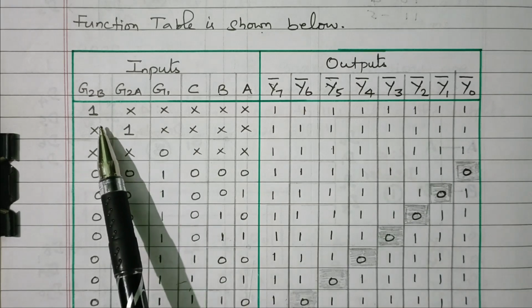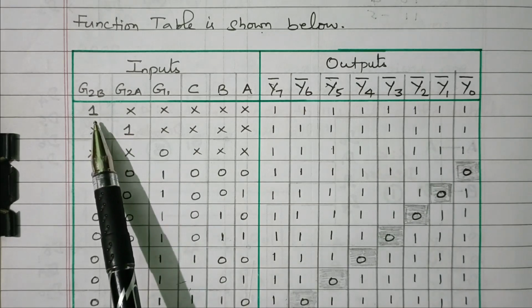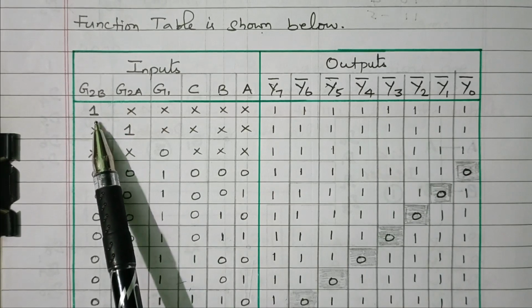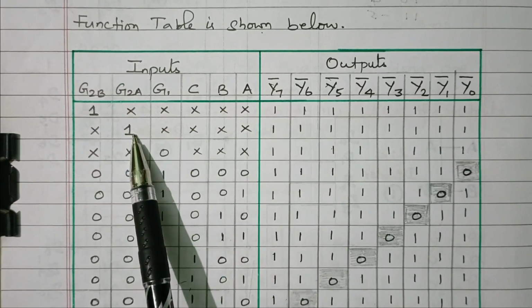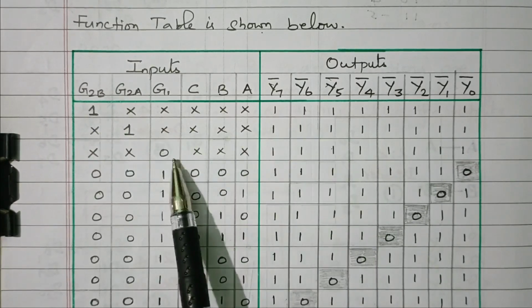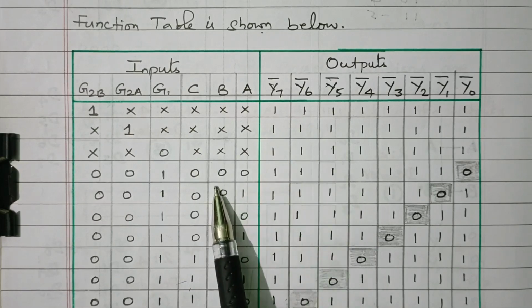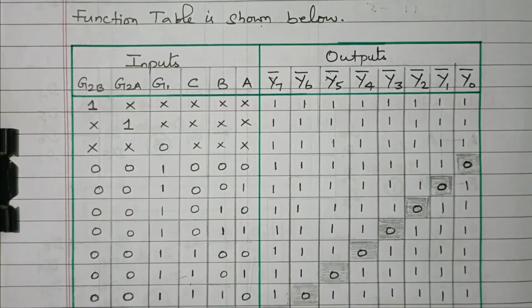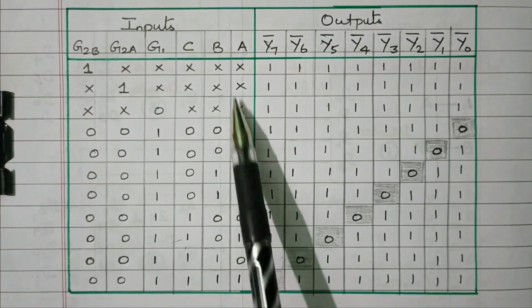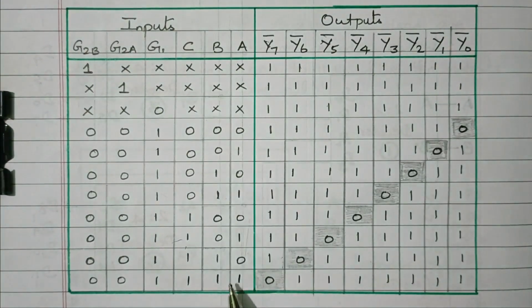So this is based on the enable inputs. If enable input G2B is 1, all are 1. G2A is 1, all are 1. G1 is 0, all are 1. Now we'll see the other 8 combinations. The three inputs are A, B, C, so we have 8 different combinations available.